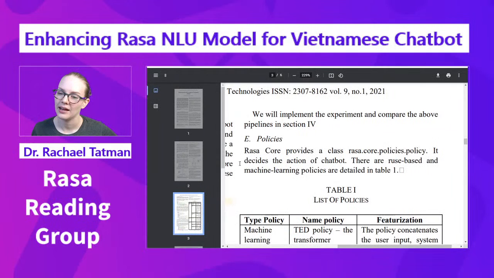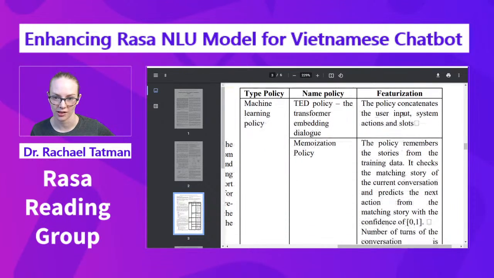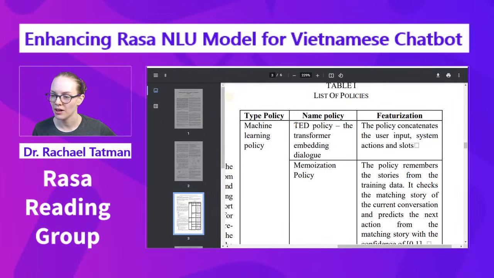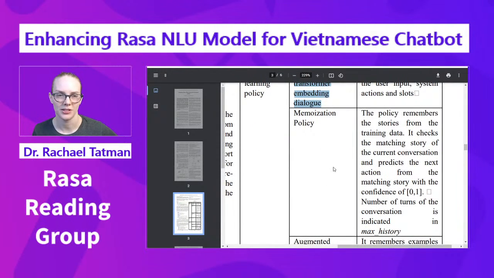And then they have a bunch of core policies. They discussed the different core policies. Some of them are rule-based, some of them are machine learning policies. So the TED policy, which is the one that I would recommend at this point. The memoization, which is a transformer-based policy. The memoization policy, which says, hey, look at my training data. If the same thing is happening, keep doing the thing that happened in the training data.